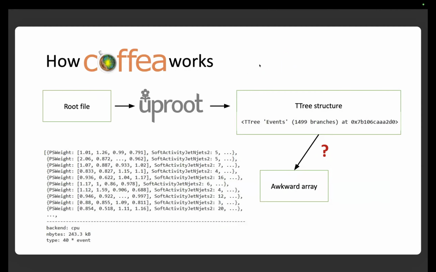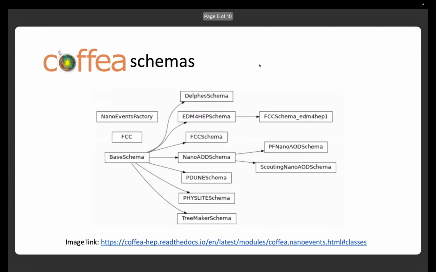So how does it do that? The way it does that is through something called the Coffea schemas. The schemas basically describe how to take this array from the ROOT file and how to restructure it when giving it back to the user. And that's a core functionality of Coffea's NanoEvents, basically.